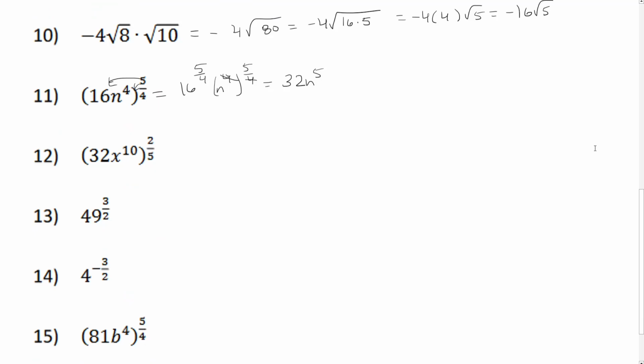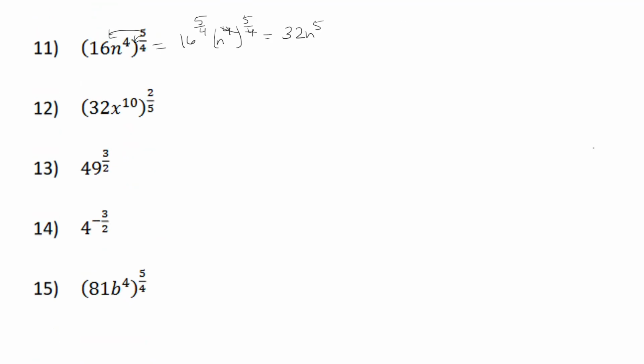Okay, for 12, let's distribute the exponent to both. So 32 raised to the 2/5 power, x to the 10th raised to the 2/5 power. So I'm going to do the root first. So 5th root of 32 is 2. Then I'm going to square it. And then for x, we have an exponent raised to an exponent. So 10 times 2/5 is going to be 4. So then 2 squared is 4, and then we have x to the 4th.